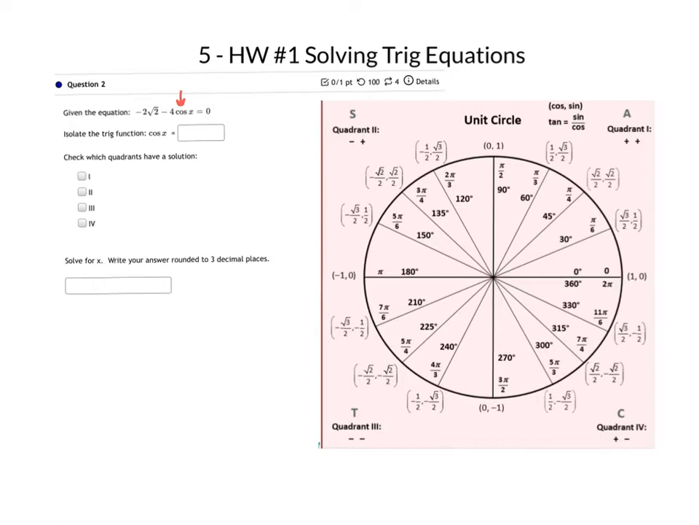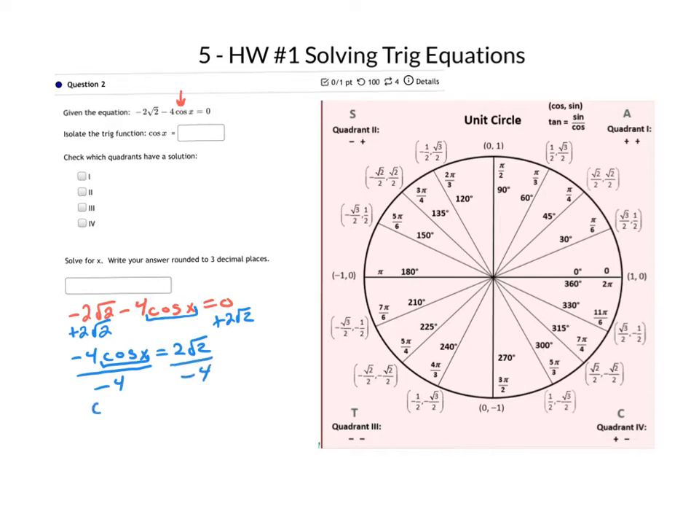You always start off solving a trig equation by just solving it like you would solve any other equation. So I'm going to rewrite my trig equation down here equals 0. The idea is that instead of just isolating the x, we want to isolate the cosine of x. So in my case, I'm going to start off by adding 2 times the square root of 2 to both sides. So that will give me negative 4 cosine x is equal to 2 times the square root of 2.